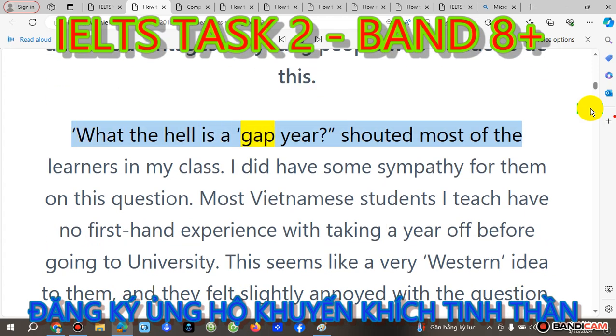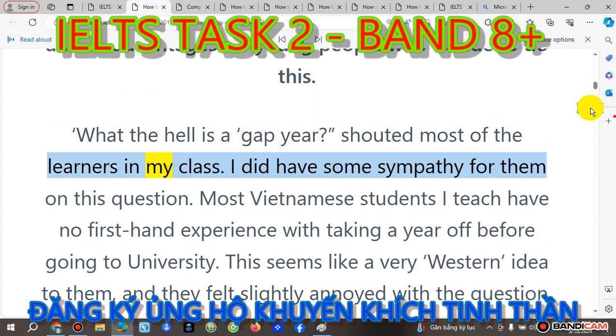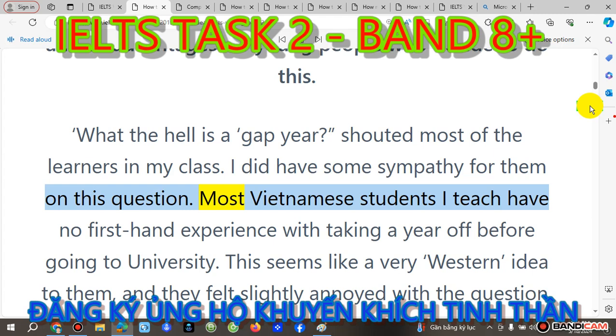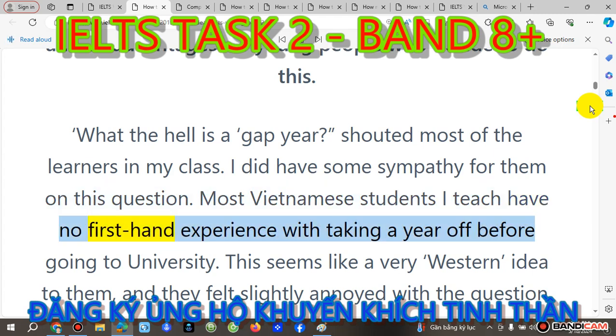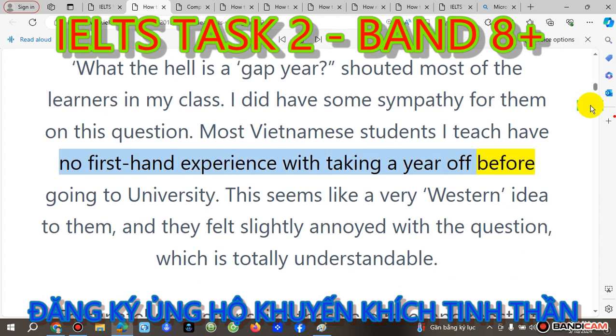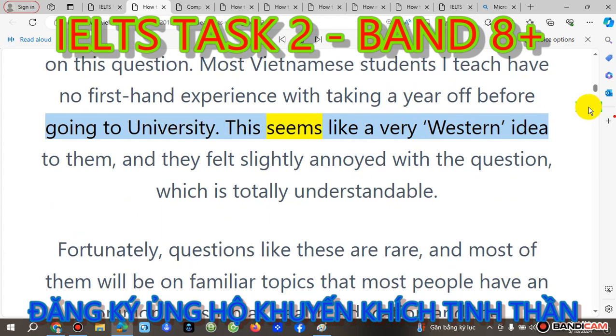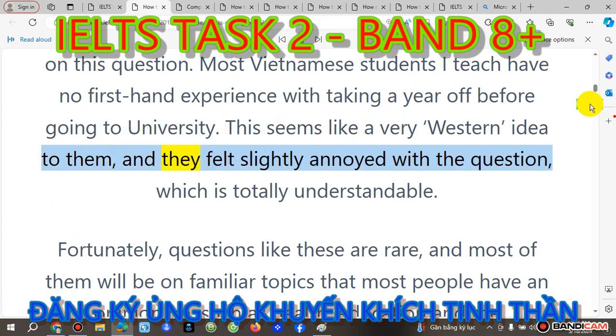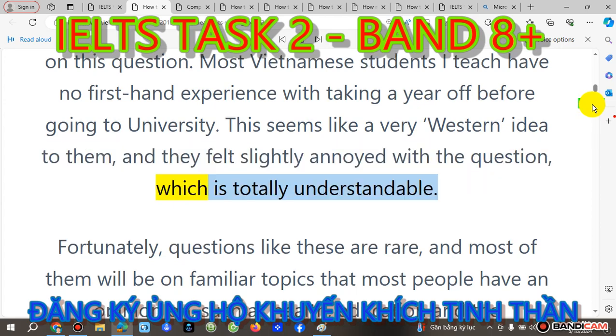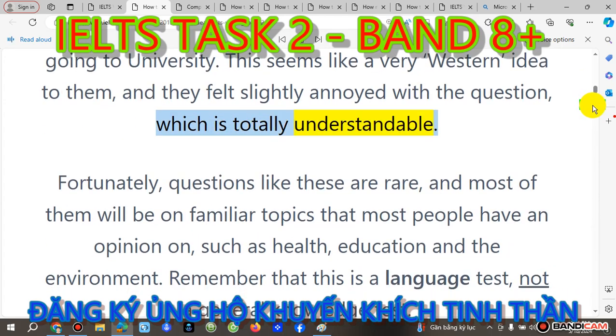What the hell is a gap year? Shouted most of the learners in my class. I did have some sympathy for them on this question. Most Vietnamese students I teach have no first-hand experience with taking a year off before going to university. This seems like a very Western idea to them, and they felt slightly annoyed with the question, which is totally understandable.